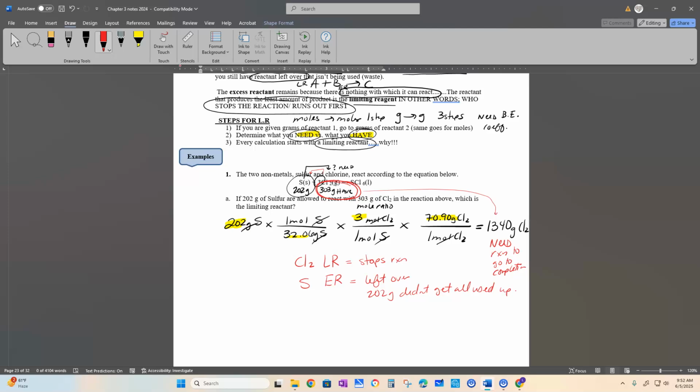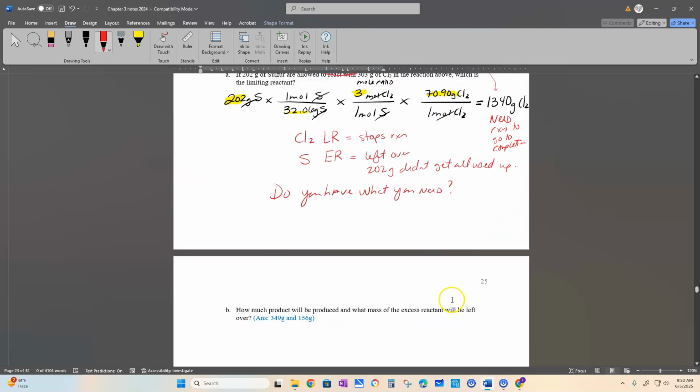So this is the question that you always ask yourself. Do you have what you need? And if you have what you need, then chlorine would have been the excess and sulfur the limiting. Okay? So continuing this scenario, how much product will be produced?